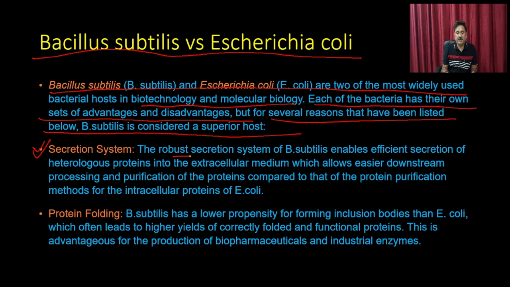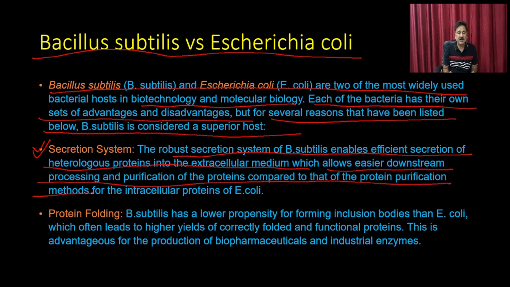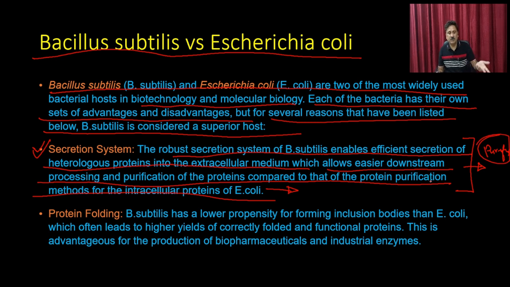Secretion system. The robust secretion system of Bacillus subtilis enables the efficient secretion of heterologous proteins into the extracellular media, which allows easier downstream processing and purification of the protein compared to the purification of intracellular proteins of E. coli. This is very important: the bacteria will secrete the proteins into the extracellular media, and you just collect the extracellular media. It is not only going to give you the protein without lysis of the bacteria, it is also going to give you protein which is partially purified, because not many proteins will be present in the extracellular media.